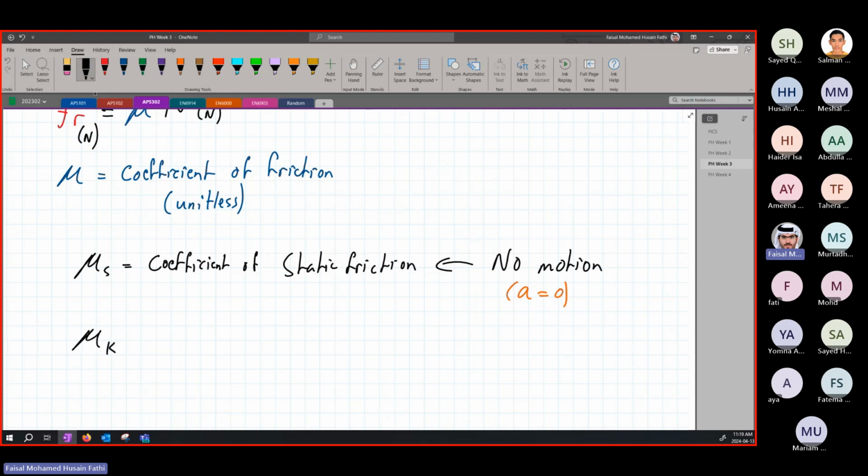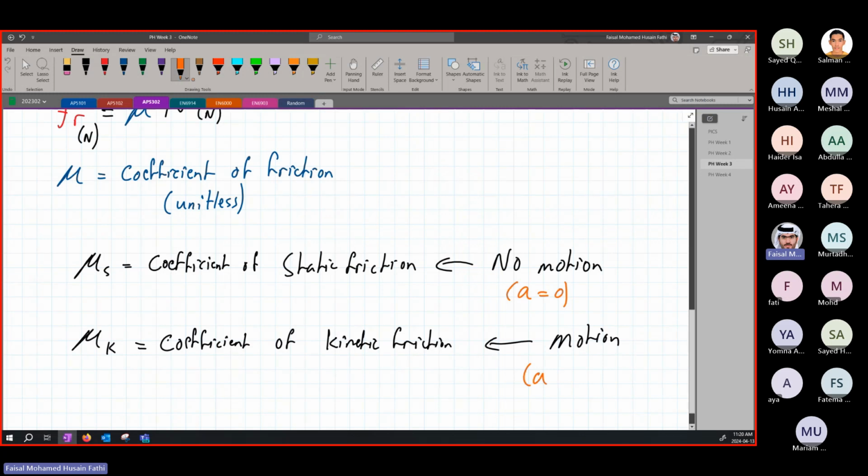Mu k is the coefficient of kinetic friction. This is basically when there is motion. In other words, there is an acceleration in a specific direction; acceleration is not equal to 0. So these are the two different types of friction coefficients.